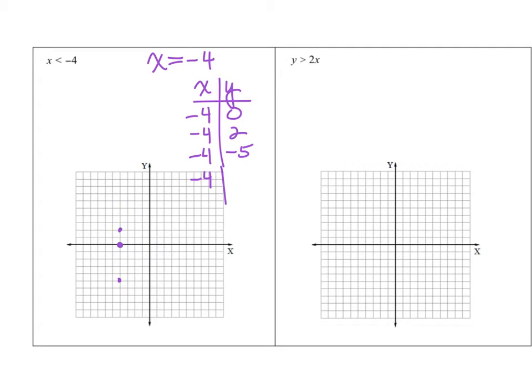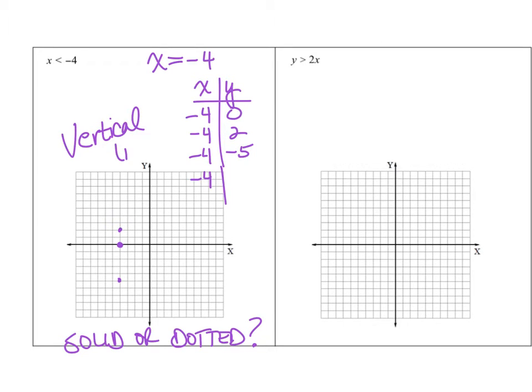You decide if this should be solid or dotted. And then which way should the shading be? If it's saying you want x's that are less than negative 4, this is going to be a vertical line. If you want x's that are less than negative 4, which direction would that be? Would that be to the left of negative 4 or to the right of negative 4? So you graph that and figure out what the graphing should look like.